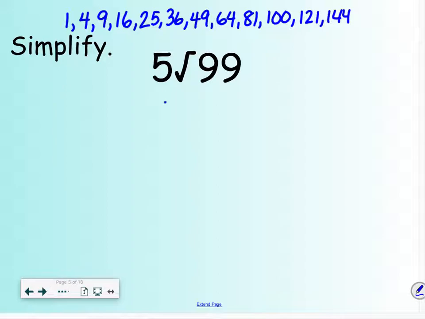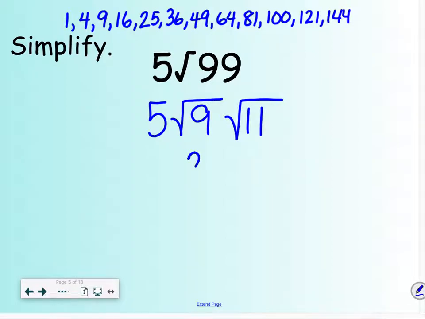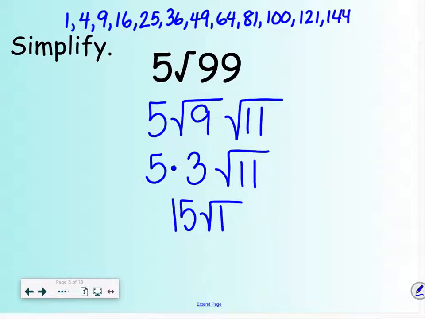So simplify the square root part and then multiply by that 3. Another one like that. 99. The biggest perfect square factor of 99 is 9. So 9 times 11. Square root of 9 is 3. So then take that 5 that was out in front and multiply it, and you get 15 times the square root of 11.